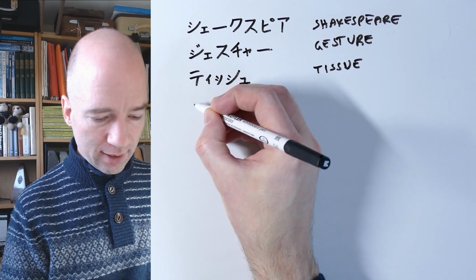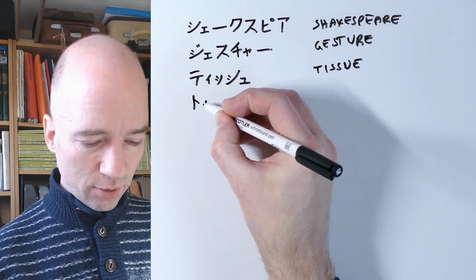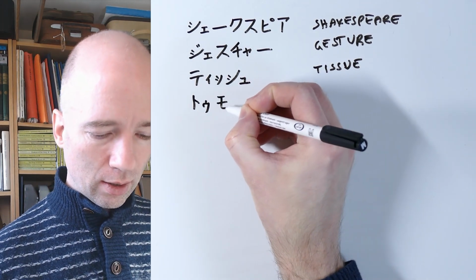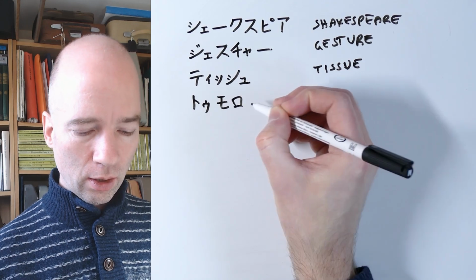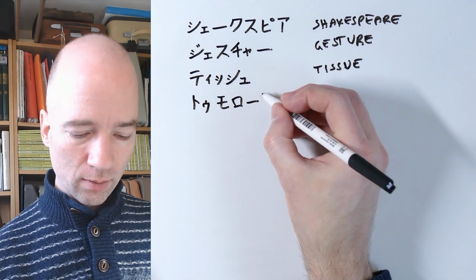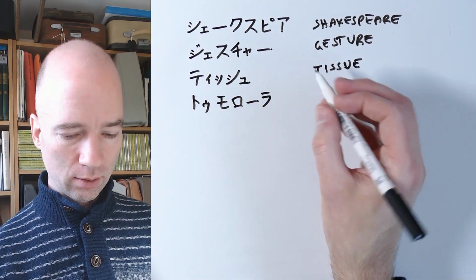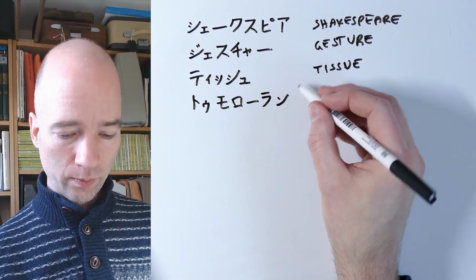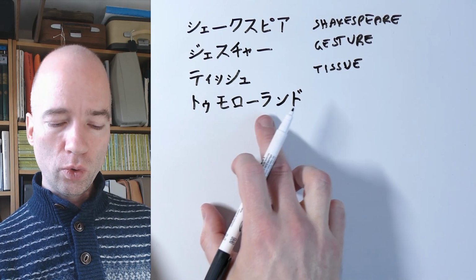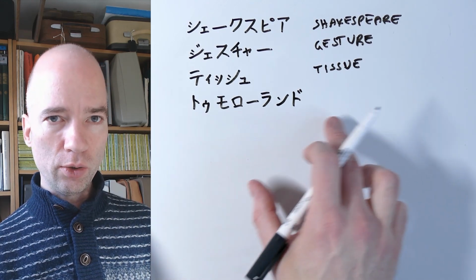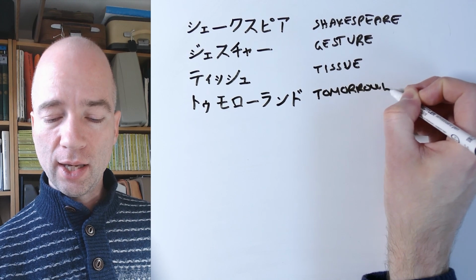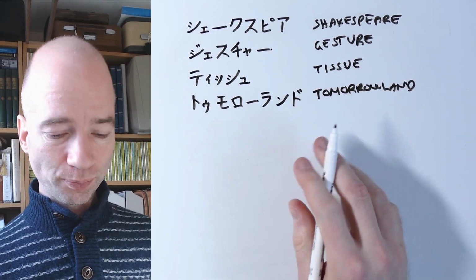Right, tissue. Let's see. So we have to plus a small u becomes tu. Mo, ro, long o, so ro, ra, n, and do. Tomorrow Rando. Tomorrowland. That is Tomorrowland, which I think is something in Disneyland, I believe.